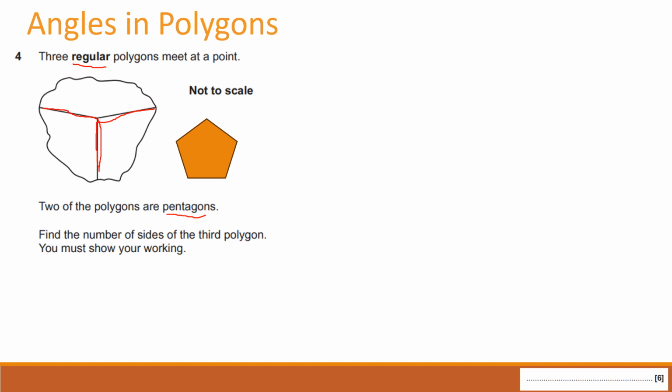And we've got to work out the number of sides in the 3rd polygon. So we're trying to find the number of sides in this 3rd polygon. And this question is worth 6 marks. In the bottom right hand corner it tells us how many marks the question is worth.